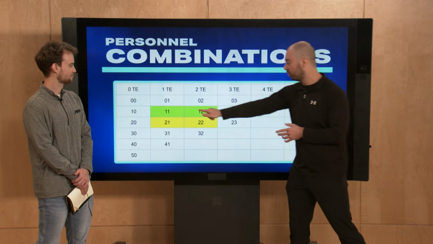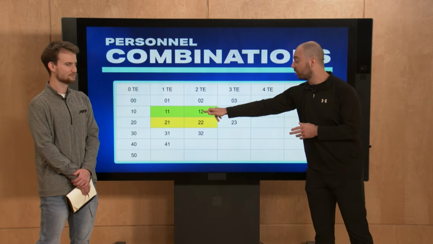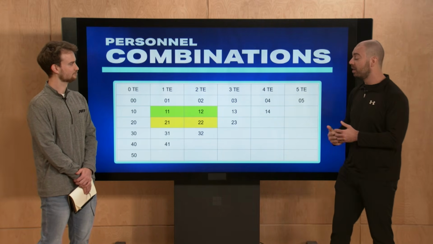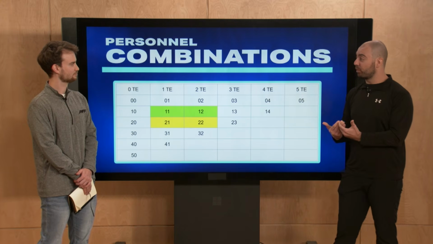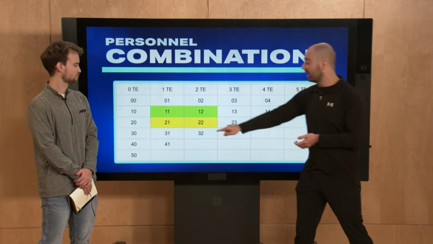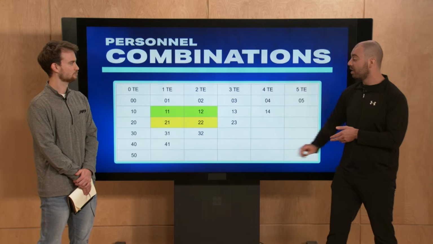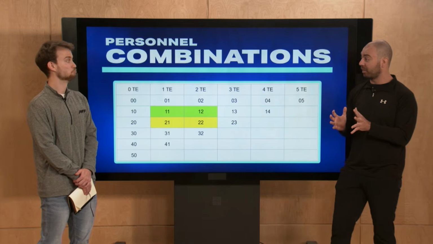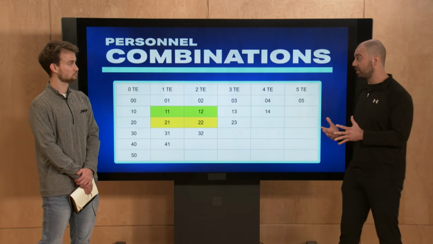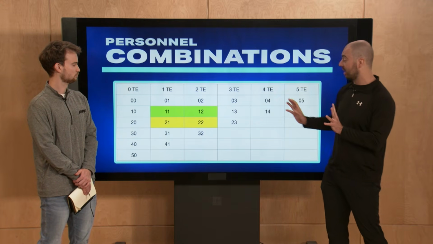So these 2 in the green, 11 personnel, 1 back and 1 tight end, and 1 back and 2 tight ends, 11 and 12 personnel. 85% of plays in the NFL last season run out of those 2 packages. I add in 21, 2 backs and 1 tight end, and 22, 2 backs and 2 tight ends. Those 4 take up 94% of NFL plays last season, right? So that's why I want to go over those as the main ones, right? And then we're going to get into some other funky ones.